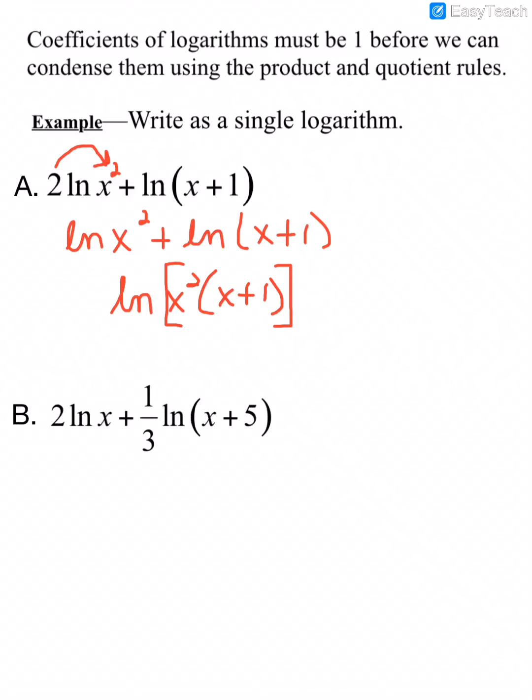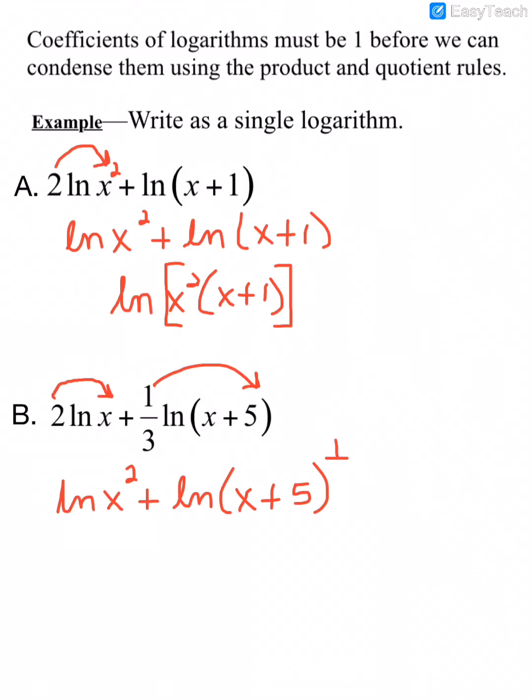Okay, so in B, again, we need to get rid of this coefficient. So I'm going to put it as the power on the x. And then we also have a coefficient in front of the second logarithm, that 1/3, and we're going to bring it and put it as the power to the x plus 5. So this would be ln of x squared plus ln of x plus 5 to the 1/3 power.